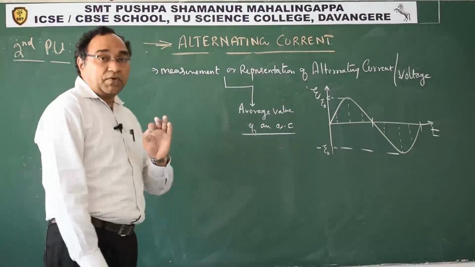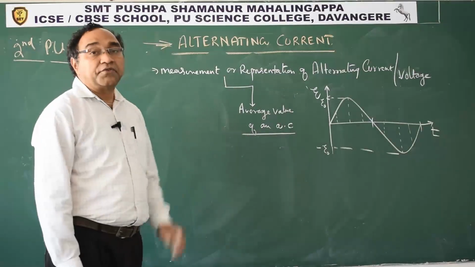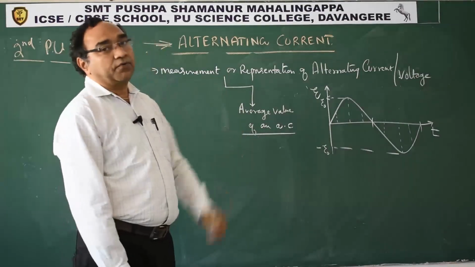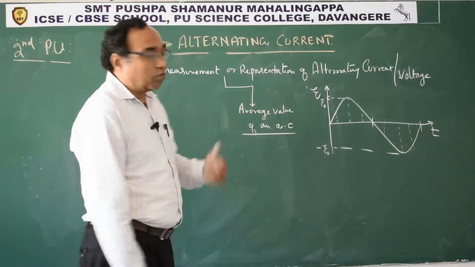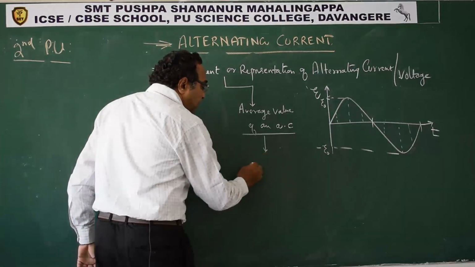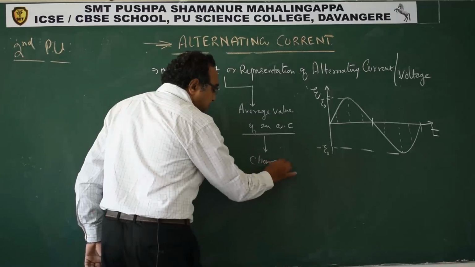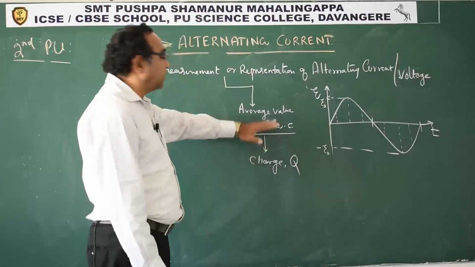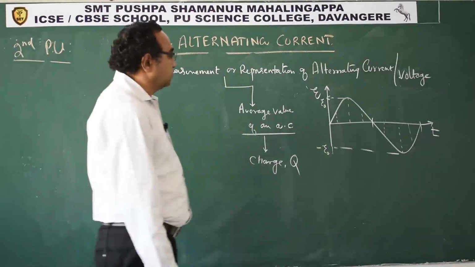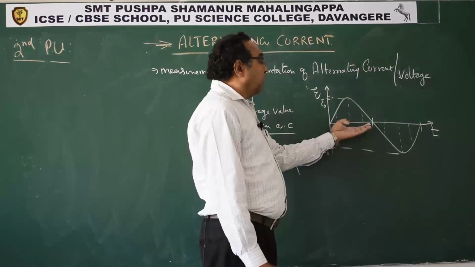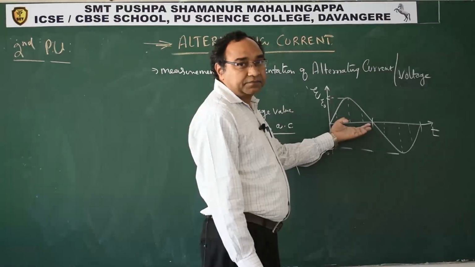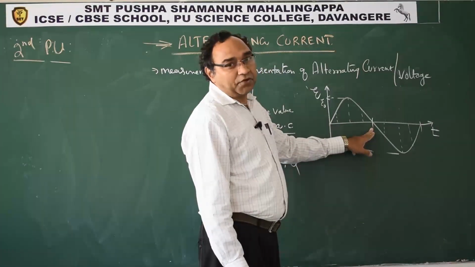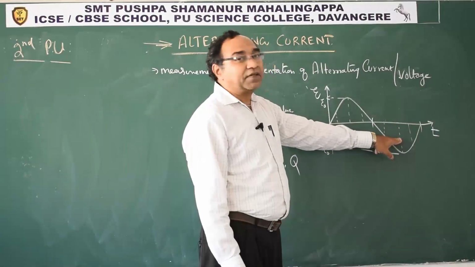Now, this is one aspect of it. Second aspect, which quantity are we using to measure average value? Can we measure heat? No. So here what we are using? We are using charge. We are using charge as the criteria for measuring average value of AC. See here. You have done capacitors. Now see, for half cycle, the plate which is positive will become negative in the other half.